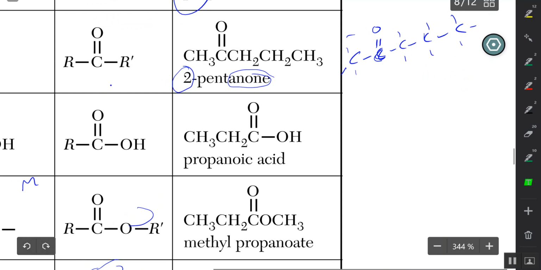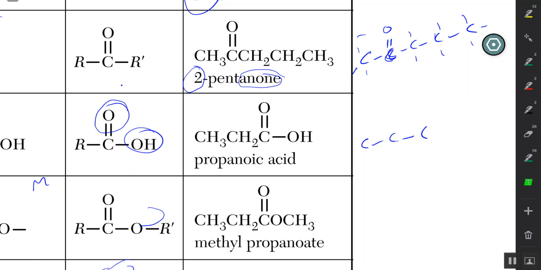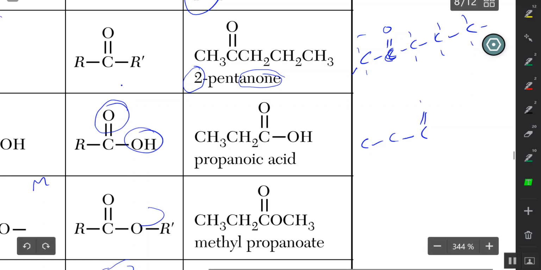Next, propanoic acid. Prop, 3 carbons. -anoic acid means that one of those carbons is attached to an O and an OH. So, here's the carbon attached to an O and an OH. Here I have a propanoic acid.